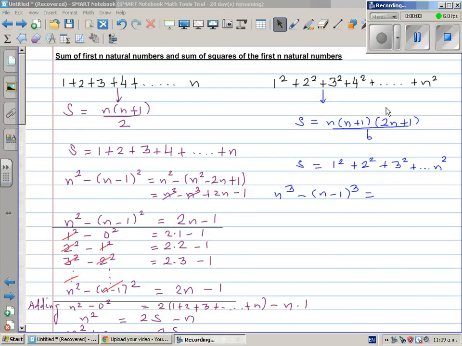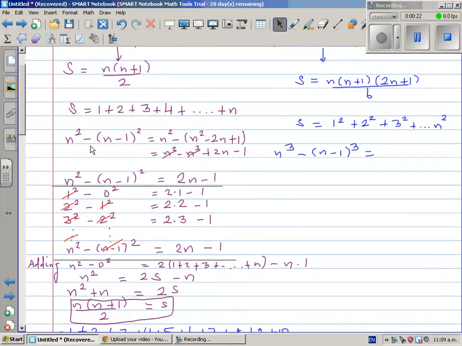In my last video, we proved the sum of the first n natural numbers. That means if you want to add from 1 to n, where n is the nth term of the natural numbers, the formula is S equals n times (n plus 1) over 2. And I proved it starting with this formula, that is n squared minus (n minus 1) squared.